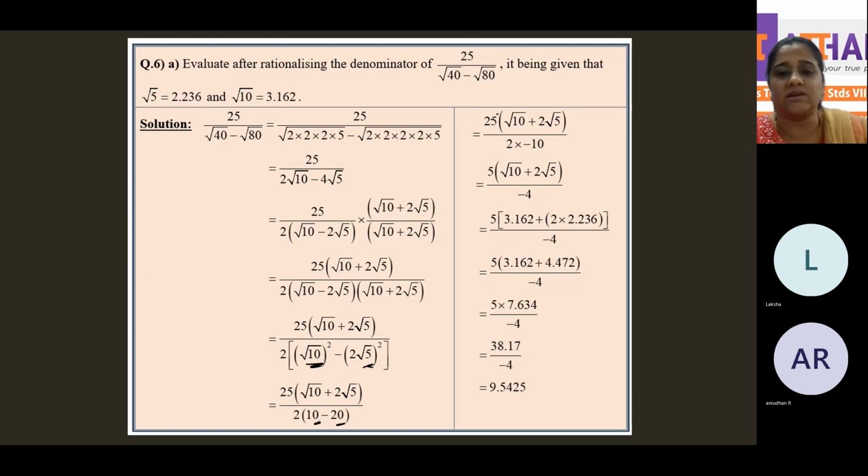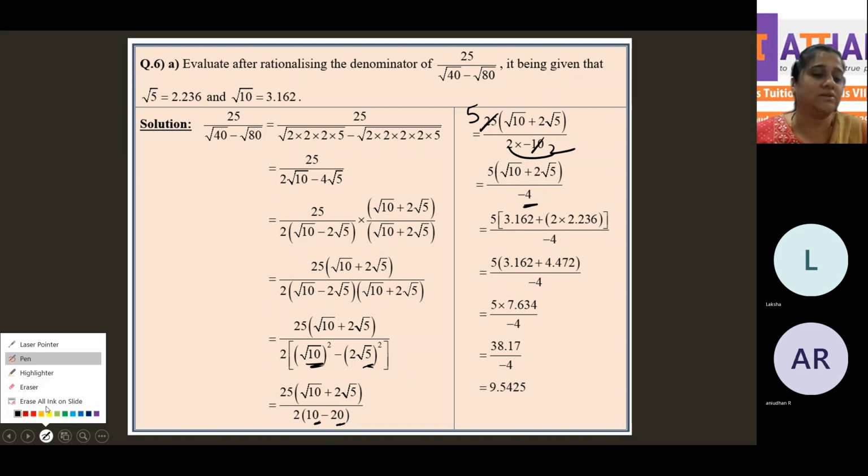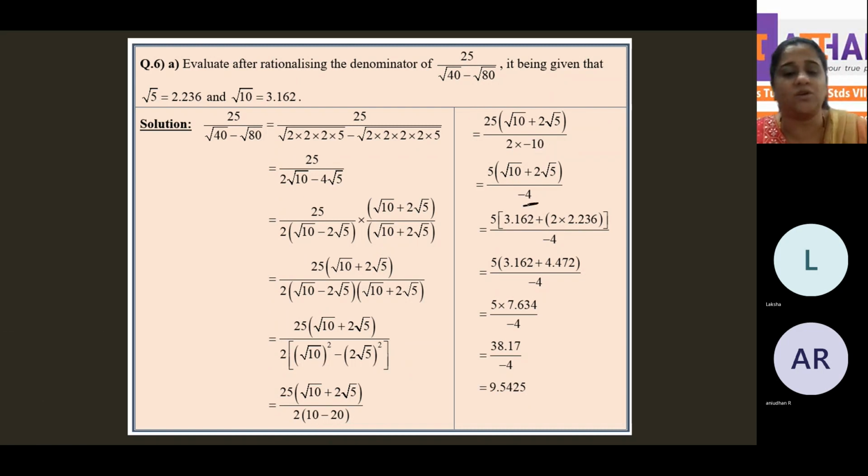Okay, now you can cancel. 5 5s are 25, 5 2s are 10. Correct? So it will be 5 into root 10 plus 2 root 5 divided by 2 into minus 2 is minus 4. Now we have rationalized the denominator.